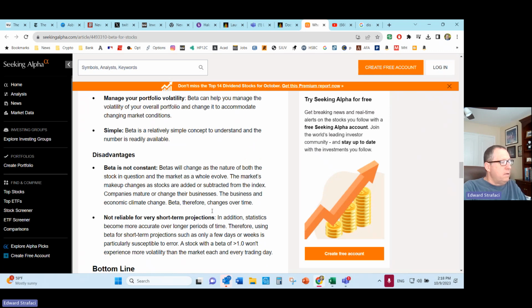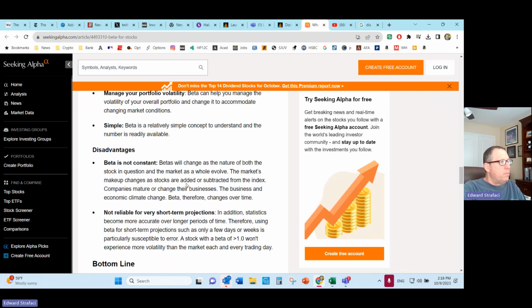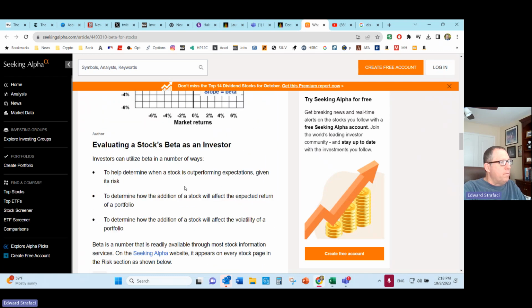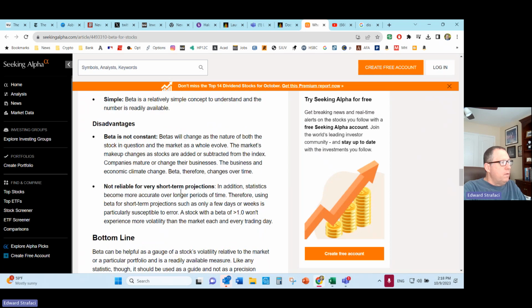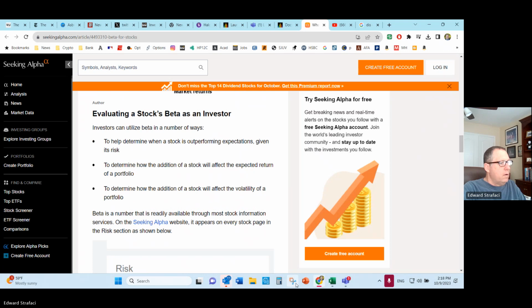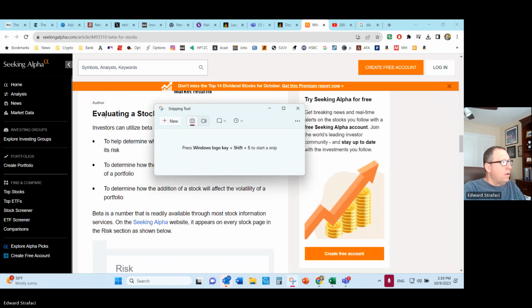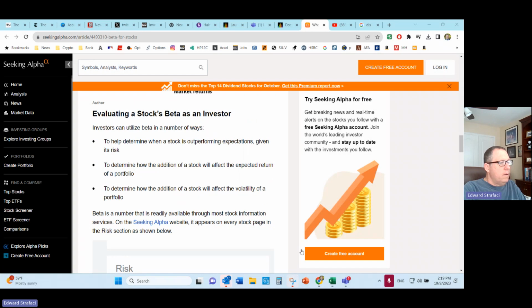Beta is not constant. This is one of the problems with it, and it's not reliable for short-term projections. Okay. A little bit on beta, which I think is really helpful for you to remember.